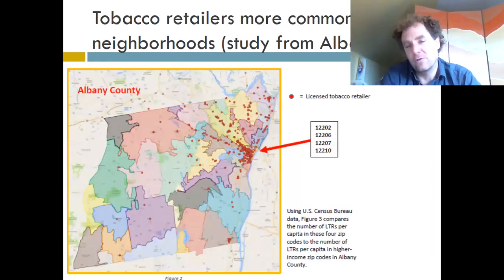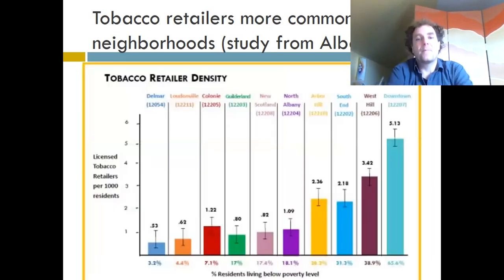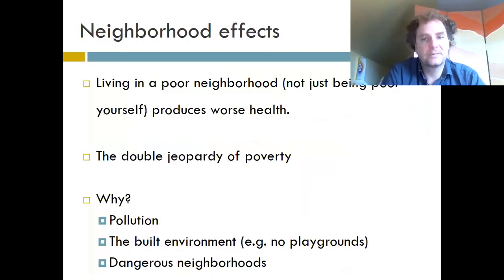Right? Again, tobacco, we talked about tobacco before, right? That people with less money, less education are more likely to smoke. But it's not just about your own personal choice, it's how many tobacconists are around you, right? This study from Albany, right? Poorer neighborhoods are much more likely to have more tobacco retailers in those neighborhoods, right? Making the ability to buy tobacco much more prevalent. Because again, it's not just about your choices, but it's about the options you have.